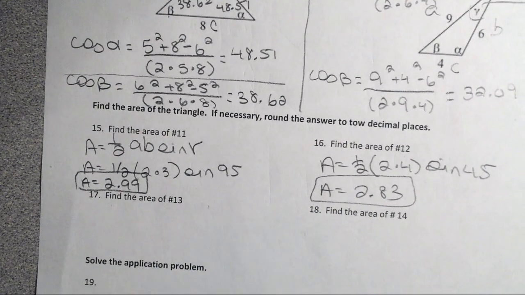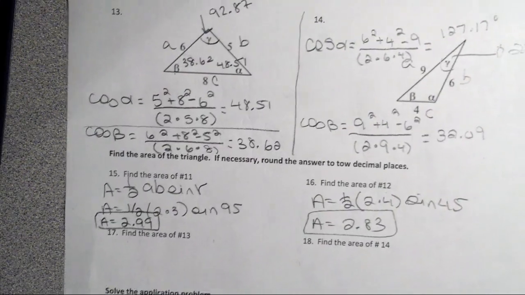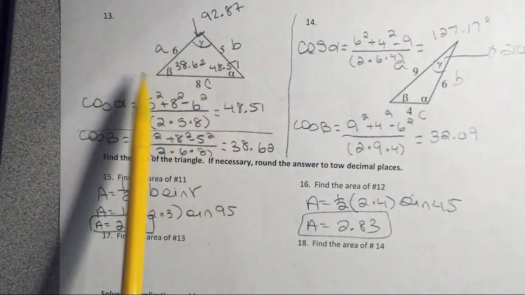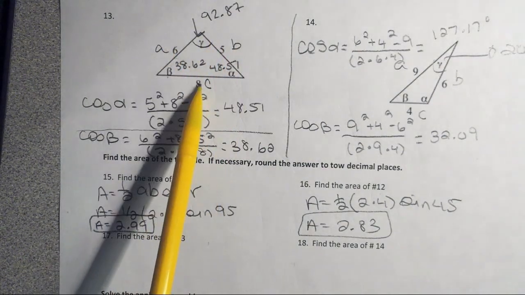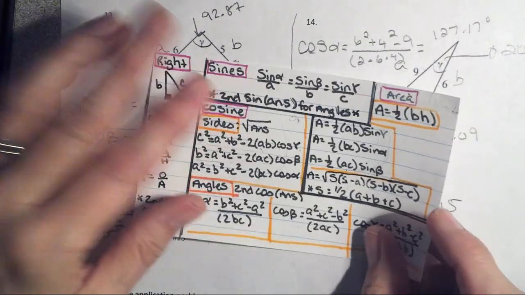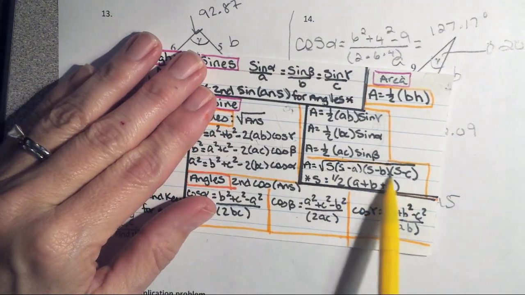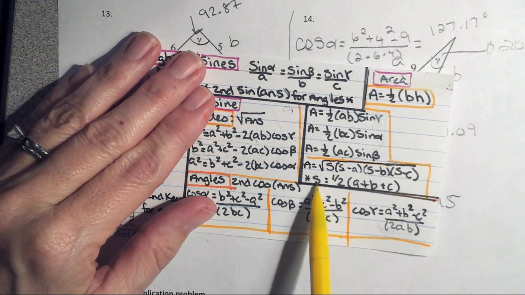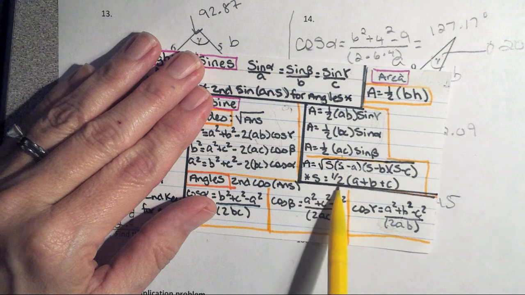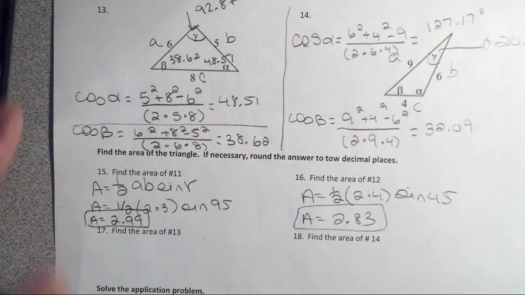Number 17 asked me to look at triangle 13, which is right above me. And on triangle 13, they don't give me any angles. All they give me is side, side, side. When you have a side, side, side triangle, we're going to use this formula right here with all the S's in it. And the first thing you have to do is go find S. S is equal to 1/2 A plus B plus C.